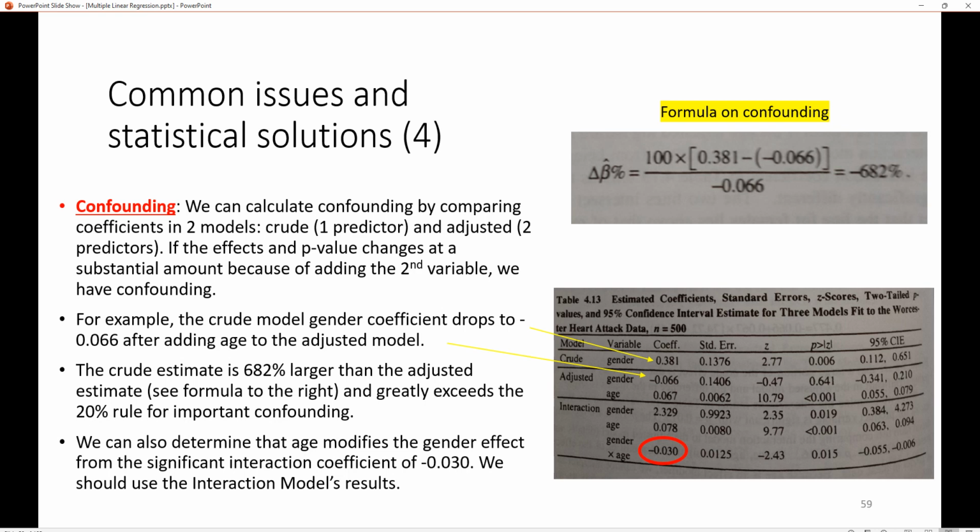And we can also determine that age modifies the gender effect, and we see that with our significant effect on the right side. The second column from the right, we see that the probability is 0.015, so that's a lot lower than the 0.05 cutoff we might use. We should use the interaction model's results. So that was when we looked at assumptions last time. There was the assumption of additivity. This would actually give us evidence that we should relax that assumption of additivity, instead using an interaction to represent what we have in the data.